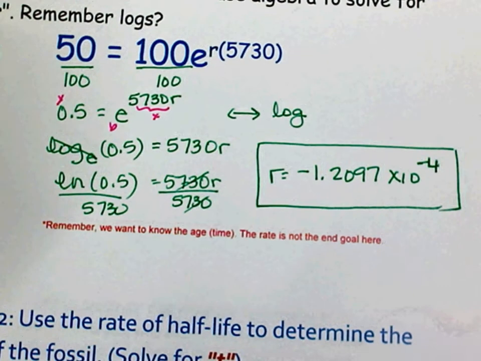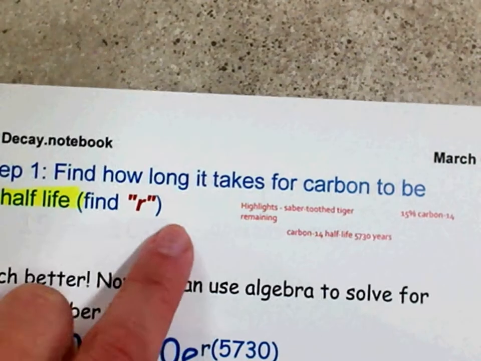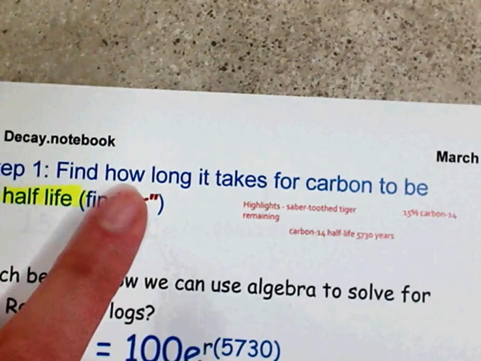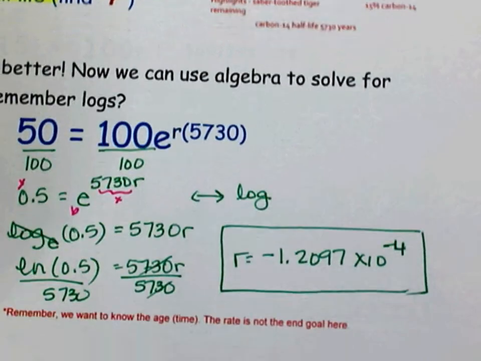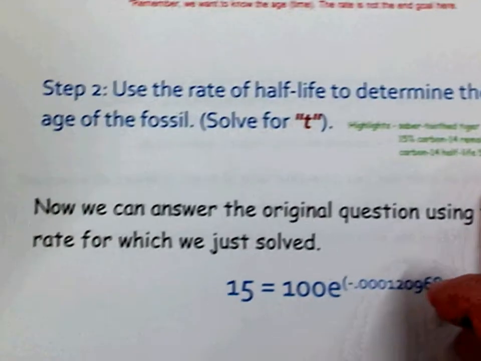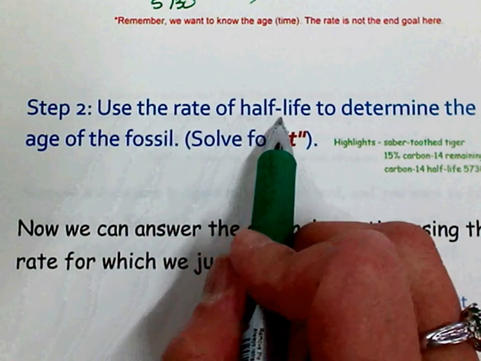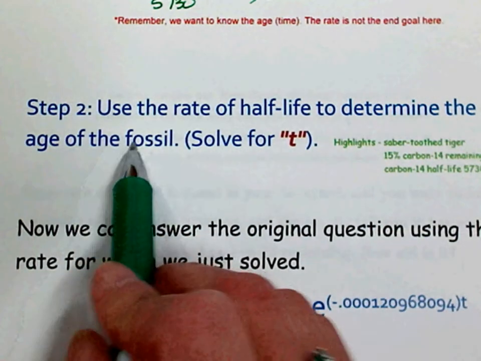So your next step. Step number 1, find out how long it takes for the carbon to be in half-life. Find R. So we found R. Step number 2 is a two-step process. Use the rate of half-life to determine the age of the fossil. Solve for T.